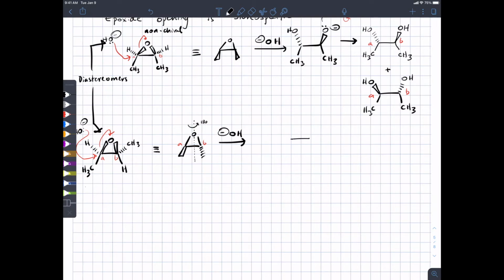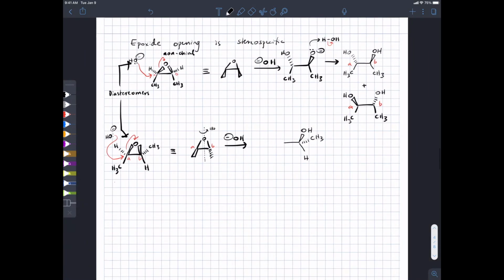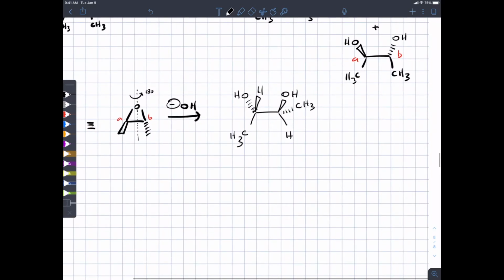and I'm just going to draw the product, I'm not going to show the deprotonated intermediate. The OH will have come in from the bottom face of this epoxide, so it'll have that stereochemistry. The proton will be up and the methyl group will be here. And it may be difficult to see what we're dealing with here, so we're going to rotate around this carbon-carbon bond, bringing this methyl group up towards ourselves to be in the plane of the page.